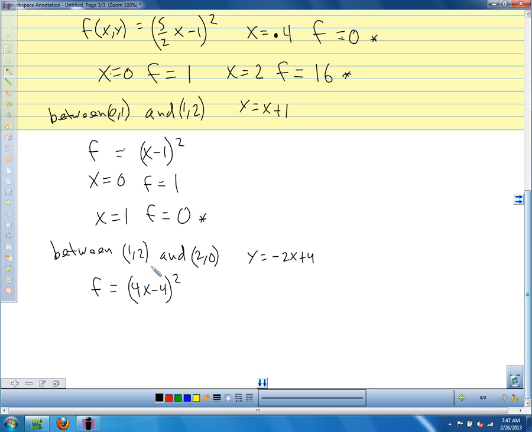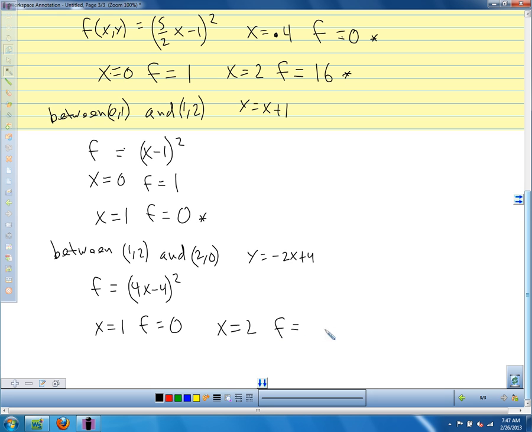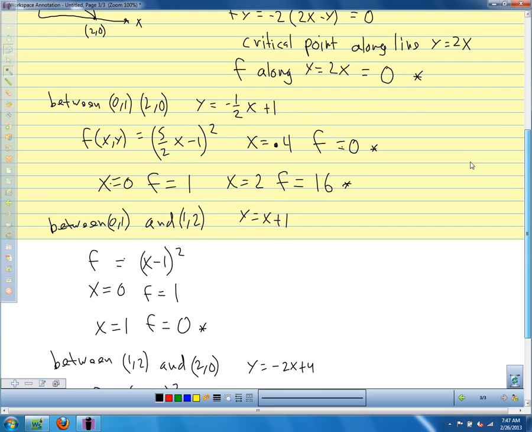And between 1 and 2, we're going to look at our boundaries on that region. So when x equals 1, f equals 0. And when x equals 2, f equals 16. So here's another f equals 0 value, and here's another f equals 16 value. And notice here when f equals 16, my point was (2, 0). And up here when I got f equals 16, I'm at the point (2, 0) also.